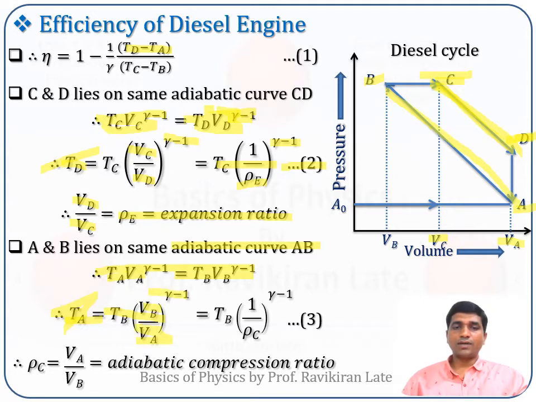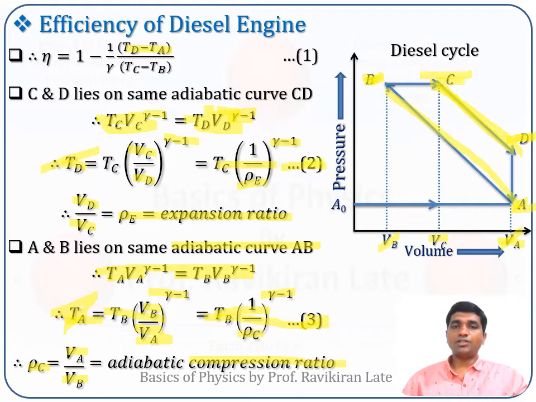If you further simplify, VB is the volume at point B, and VA is the volume at point A. So VB upon VA, going from B to A, the volume is decreasing, so you can call it a compression ratio. So VA upon VB we are calling the compression ratio. If you write it in this equation, it will be TB into 1 by rho C to the power gamma minus 1. Let us call this equation number 3.